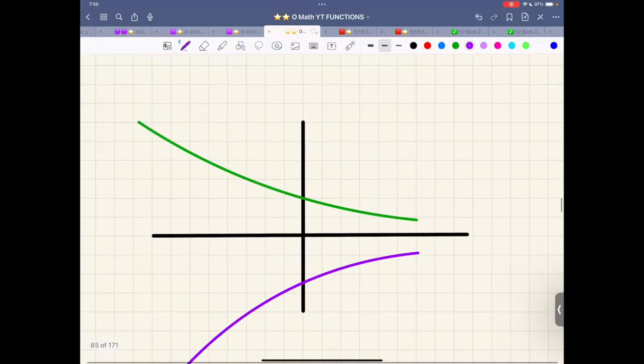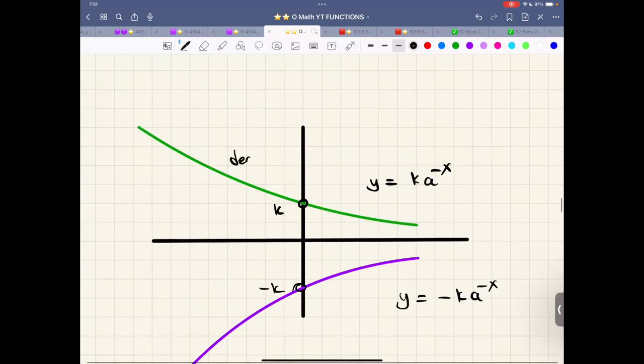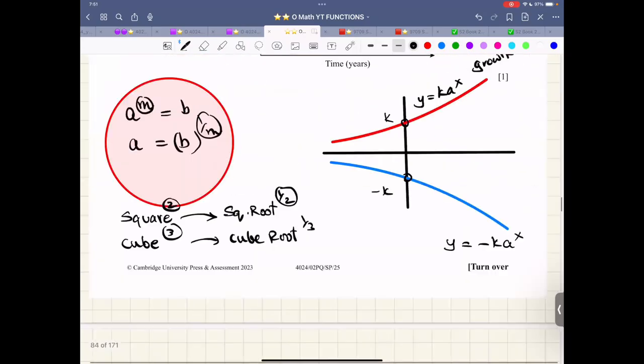Okay, so now let me label it again. This is y equals k a to the power of minus x. This is k, and over here, this is negative k: y equals minus k a to the power of minus x. So this is the graph of decay, and that's the reflection. So that's the basic idea.